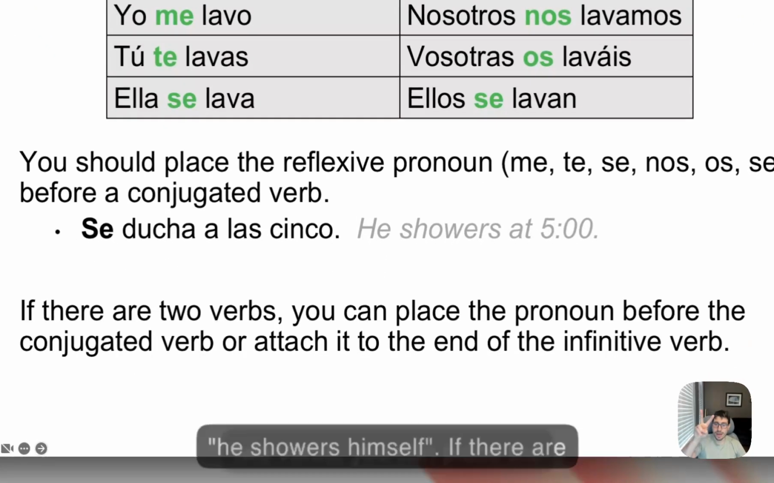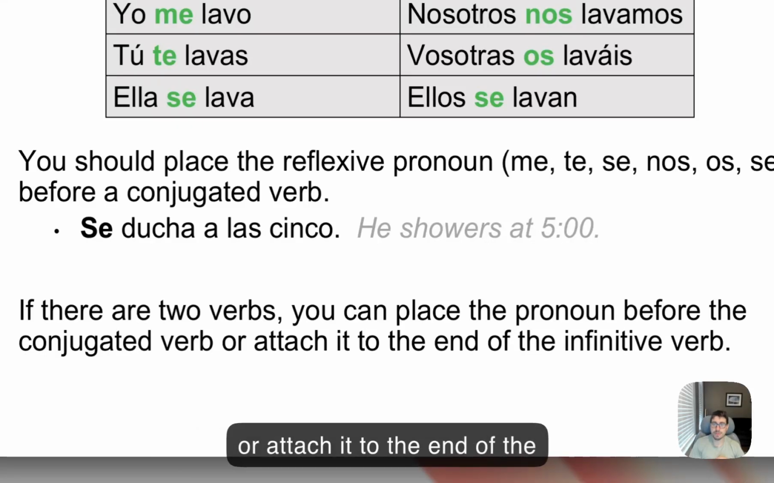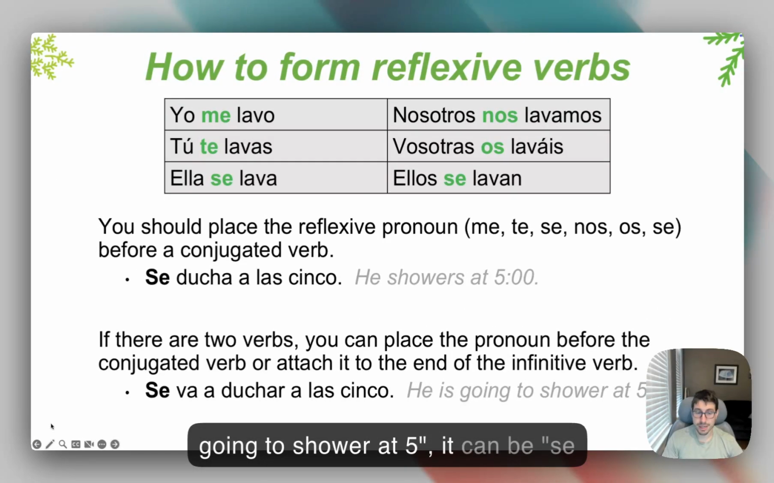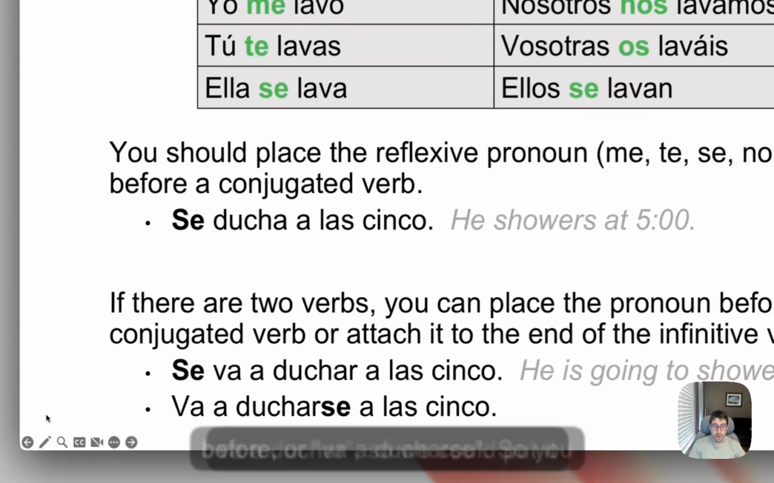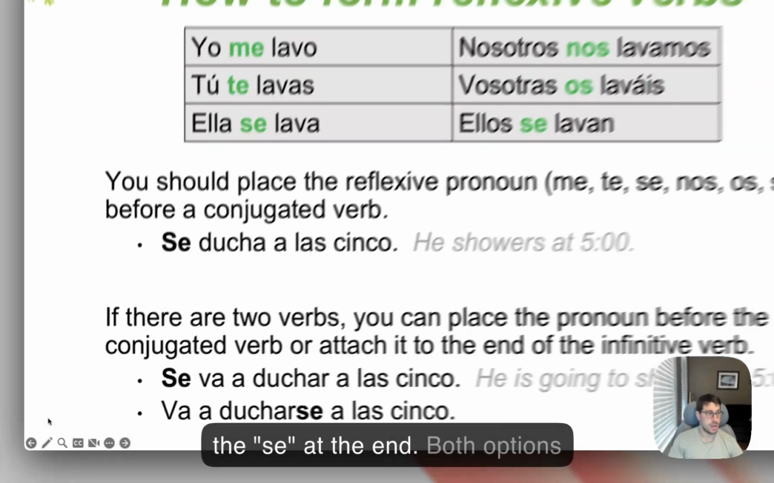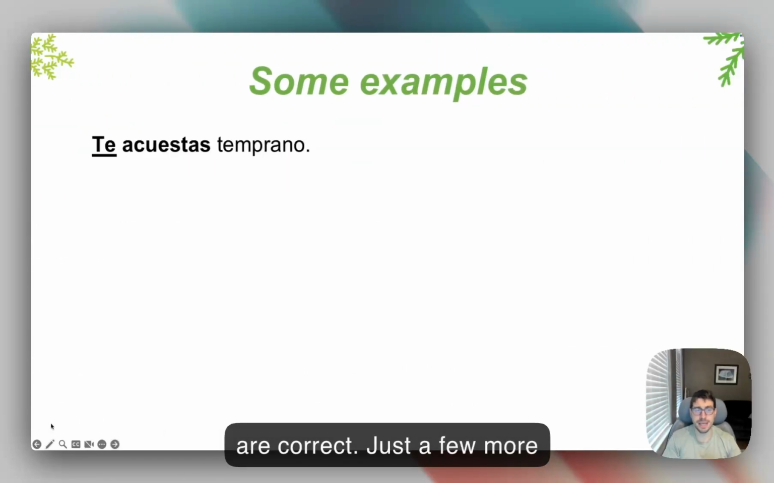If there are two verbs, you can place the pronoun before the conjugated verb or attach it to the end of the infinitive verb. So in this case, se va a duchar a las 5. He is going to shower at 5. It can be se va a duchar, so we could put it before, or va a ducharse. So you can see the infinitive, and we put the se at the end. Both options are correct.